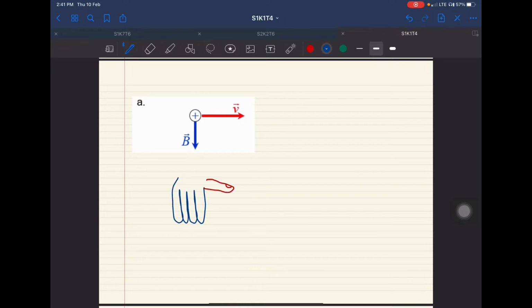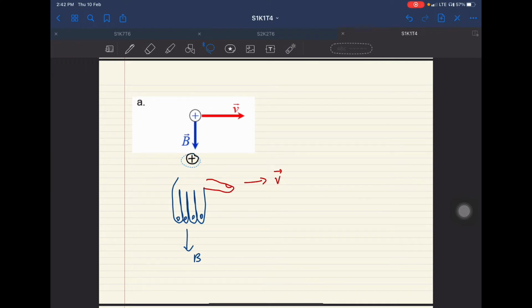I'll try my best to draw. So this is your B, this is your V. Make sure your thumb is straight, in an L shape. Because this is a positive charge, you have to slap it to the front. So in this case, if you slap it, it goes into the page.